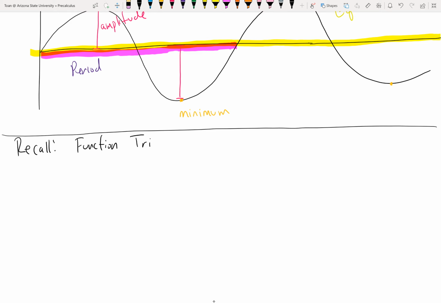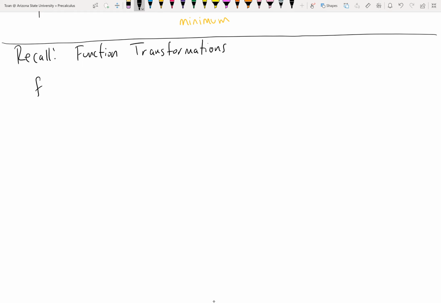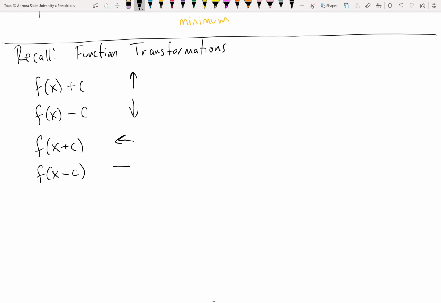You've seen this chart before, but it's worth writing again and again. So we should know for any given function, if we add to it, it moves the graph up. If you subtract from it, it moves the graph down. If we add straight to the x, we move it to the left. If we subtract from the x, we move it to the right. When we multiply the whole function, we vertically scale it by whatever it is you multiply.